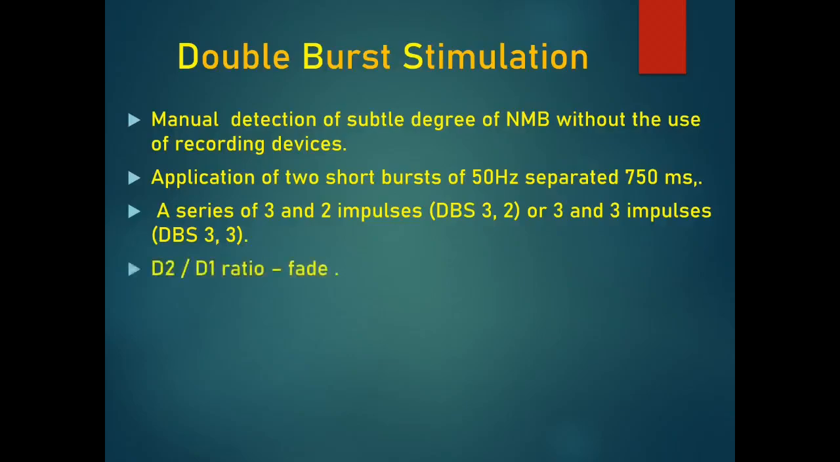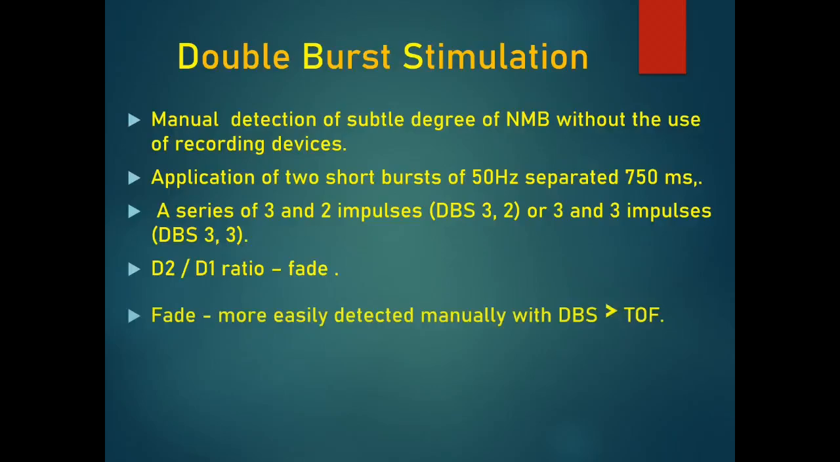The D2 by D1 ratio usually shows a fade on application of a non-depolarizing muscle relaxant. A fade is more easily detected manually with DBS than with train of four. A train of four of 0.4 or less is detectable, but a DBS of 0.6 is detectable.